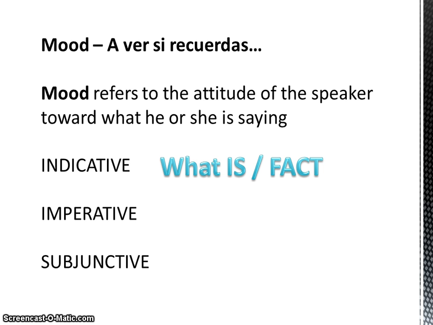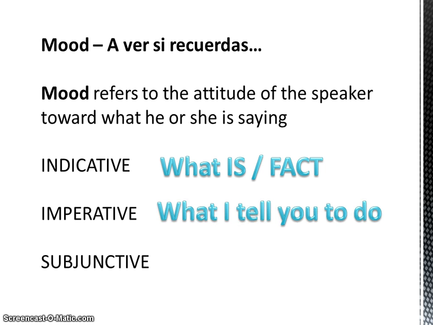The imperative mood, do you remember what we're going to use that for? That's right, what you tell people to do. And then the subjunctive. If the indicative is for what is, then what are we going to use the subjunctive to express? You got it, what might be or what is possible.